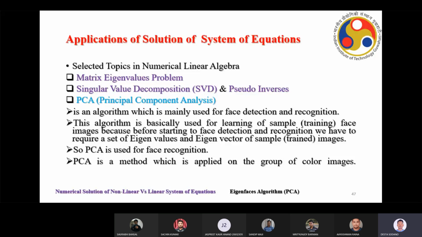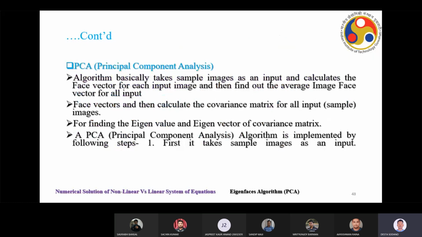Let us see PCA or principal component analysis, for what? For face detection and face recognition. This algorithm is basically used for learning from a sample or training set of face images, because before starting face detection and recognition, we require a set of eigenvalues and eigenvectors of the sample, some trained sample of people's available images. So principal component analysis is most of the time used for face recognition. Again, we can also apply it to a group of color images. So this is the principal algorithm.